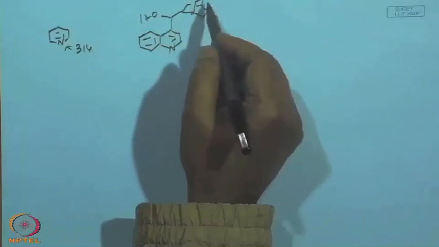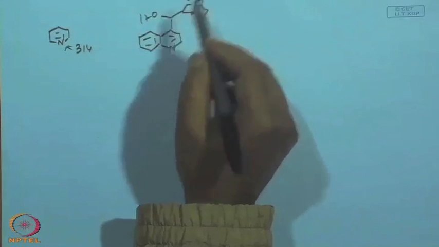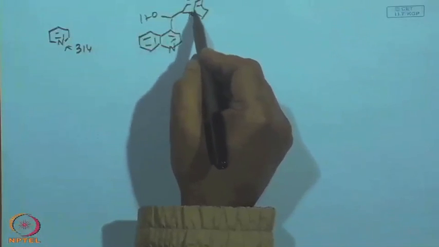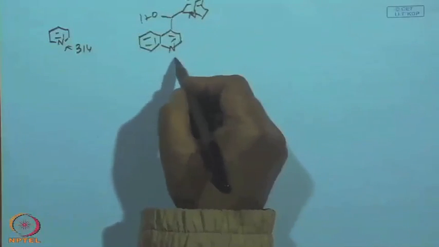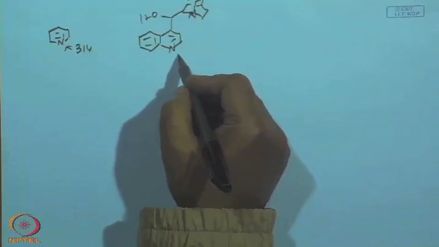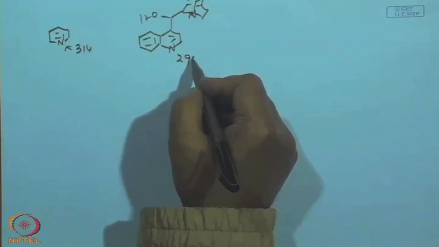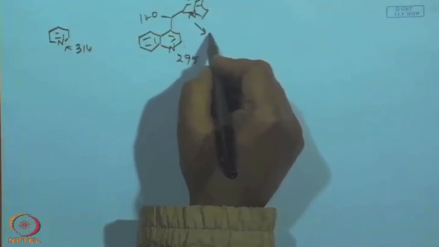I am just giving you a rough idea. Do not worry about this thing here. There is a nitrogen up here, so there are 2 different nitrogens. In this case, the aromatic nitrogen is at 295 and the aliphatic nitrogen is at 28.